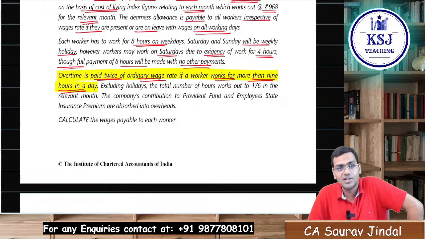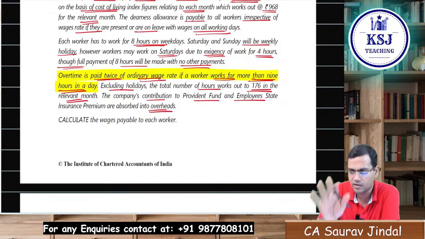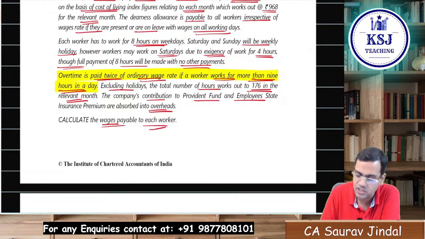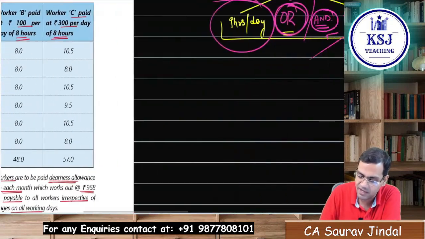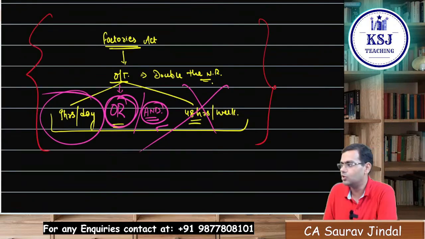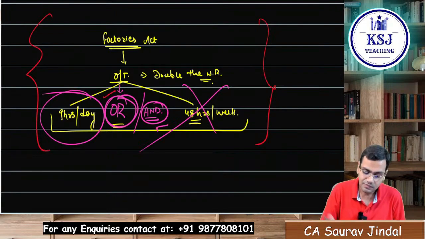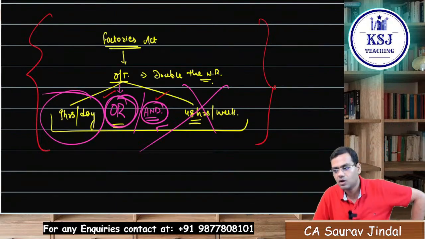See, this is the third scenario now, which the institute has created. Excluding holidays, the total number of hours works out to 176 in the relevant month. The company's contribution to Provident Fund and ESI premium are absorbed into overheads, not relevant for us. Calculate the wages payable to each worker. Now, please tell me first if you have any question related to these 2 scenarios. Then I'll tell you, first we will solve it by the condition which is now given in the module. Then I will tell you what if there is an 'and', how to solve it.